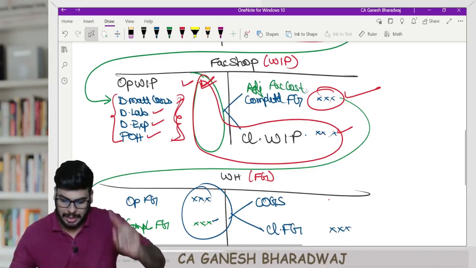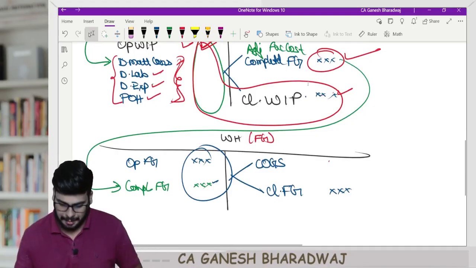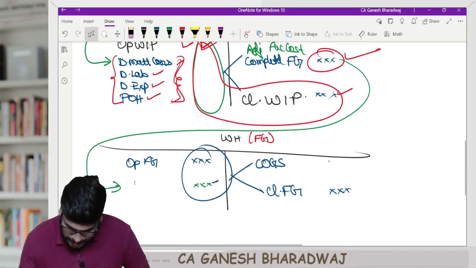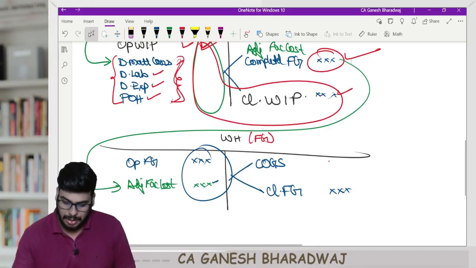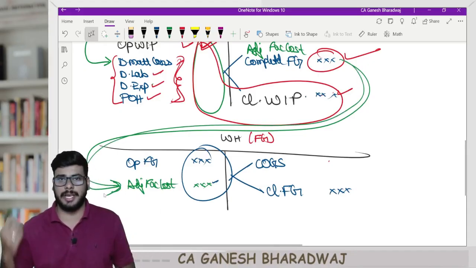Now there is one small change here. This is the change between CA and CMA. What they are doing is this adjusted factory cost gets added up here, right? This figure enters into my FG area, warehouse area. Clear with this?